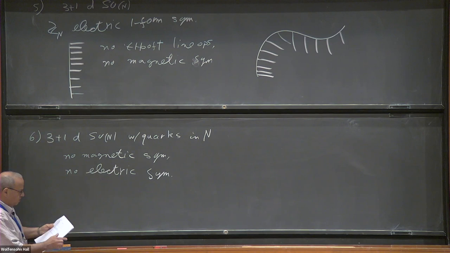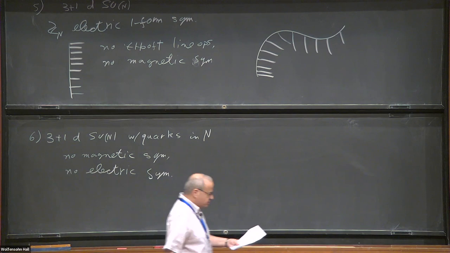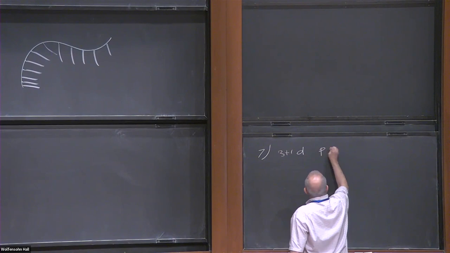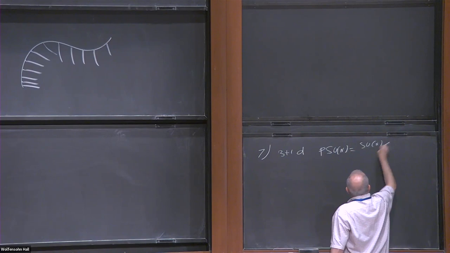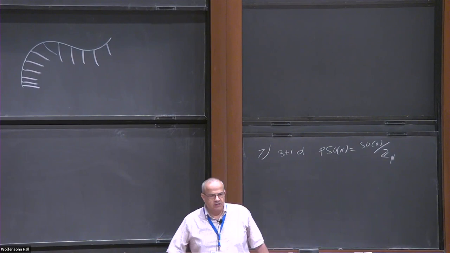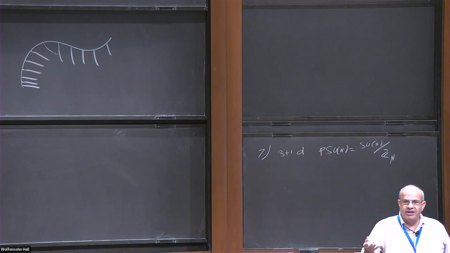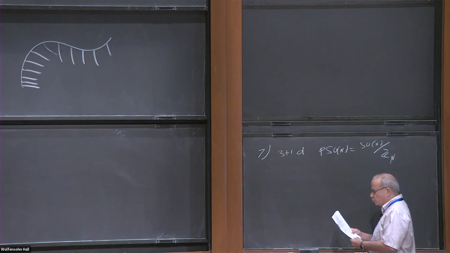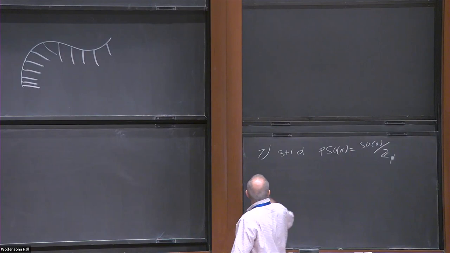And I really cannot resist putting example 7 here. In 3+1 dimensions, the gauge group is PSU(N), which is the same as SU(N) mod Z_N. And what that means is that the gauge group, say in SU(3), is not SU(3), but PSU(3), which means that we have more possible bundles where the transition functions close in PSU(3), but not in SU(3). And we can think of it as gauging the Z_N one-form symmetry of example 5.